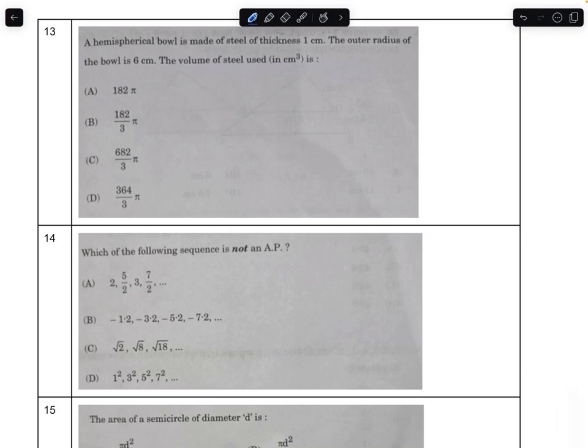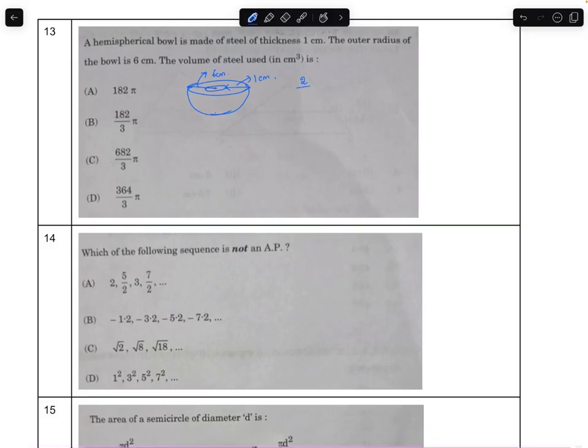Question number 13. The hemispherical bowl is made of steel of thickness 1 centimeter. The outer radius of the bowl is 6 centimeter. The volume of the steel used is. Let us draw a rough sketch of the bowl. This is the thickness, uniform thickness, 1 centimeter, and the radius of the outer bowl is 6 centimeter. So the inner bowl's radius is 6 minus 1, which is 5 centimeter.